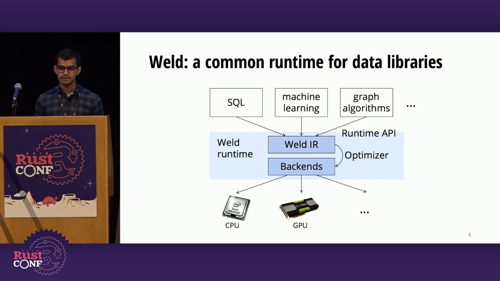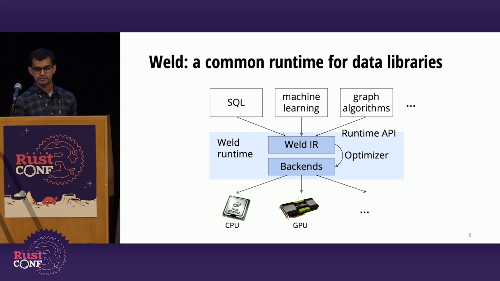So internally, Weld has a bunch of components. The first one is this runtime API that developers of libraries use to actually submit work into Weld. The second component is this Weld IR. So this is basically a small parallel functional programming language that developers of libraries use to submit work into the runtime. And I'll talk a bit more about that in a bit.